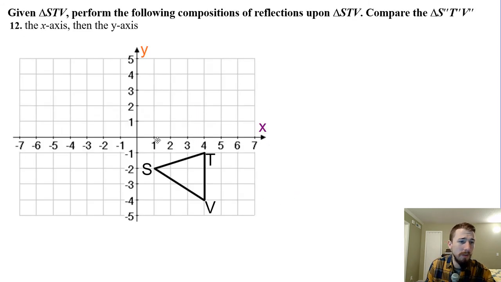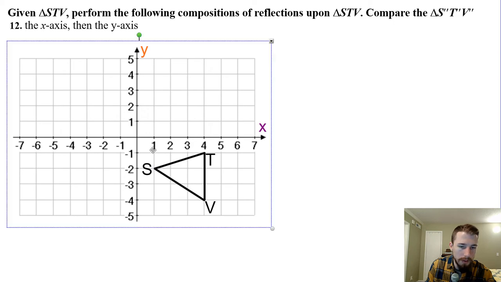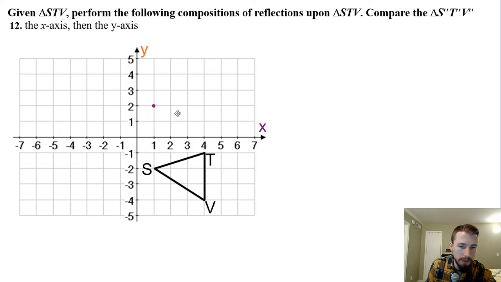All right, number 12. Given triangle STV, perform the following composition of reflections upon STV. Compare STV double prime. Okay, cool. So the x-axis, then the y-axis. So first we're going to reflect it across the x-axis. So S, T, and V. S is going to go 2, and then we're going to go up 2 past that, which would be this point here. T is going to go 1, and then V is 4, negative 4 to 4, 4, which is right there. Okay, so that's STV prime.